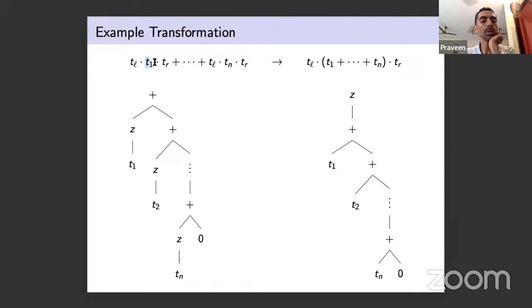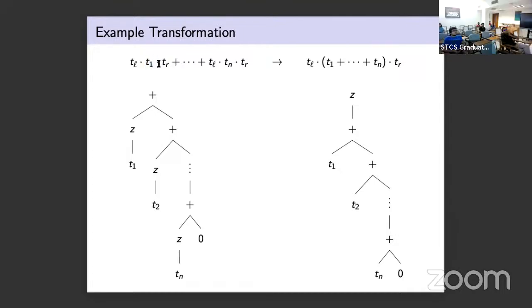So by the way, can you see the highlights that I'm pointing to on my screen? Yeah, we can. Okay.